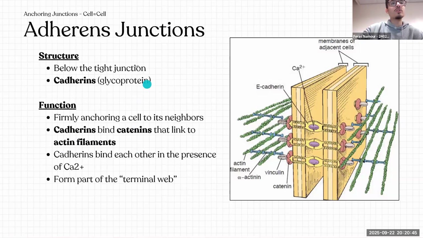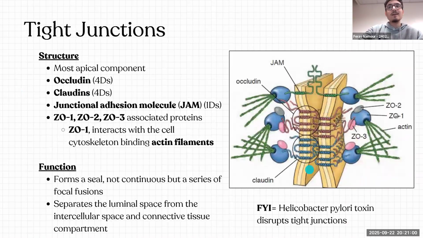All right, we have a question. Do we need to know their order, like which is on top? Do you mean tight junctions first and then adherens junctions, or do you mean JAM, occludin, claudin? For JAM, occludin, claudin, not really. You don't really need to know which is on top. Just know that they're responsible for tight junctions.